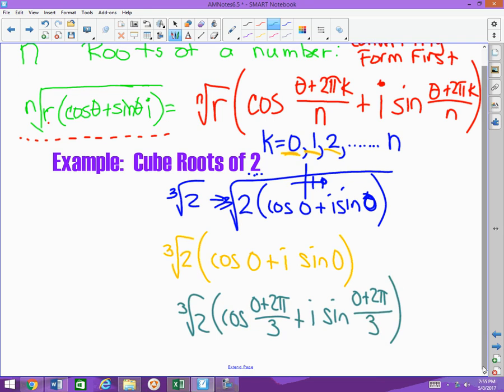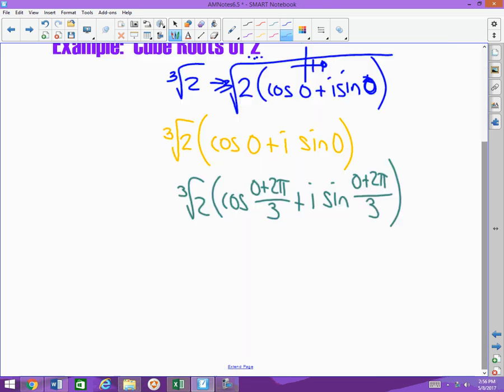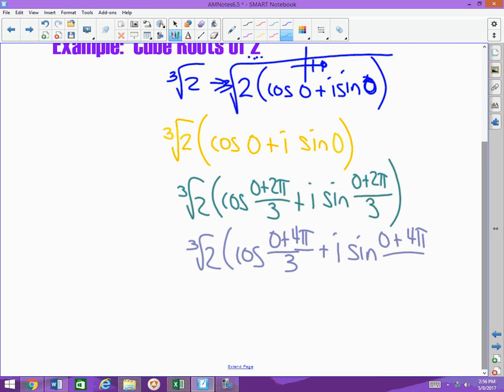The third and final one would be cube root of 2 and then cosine 0 plus 4 pi over 3 plus I sine 0 plus 4 pi over 3. And then you just have to figure all of these out. Well, cosine of 0 is 1, sine of 0 is 0, so this root is the cube root of 2.